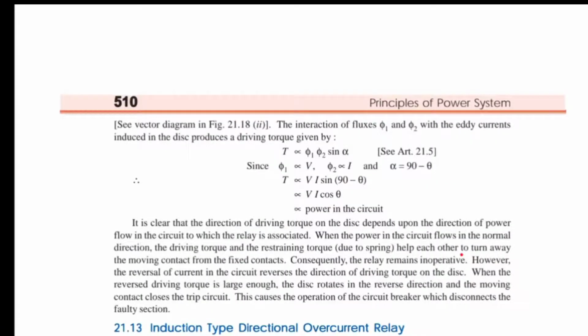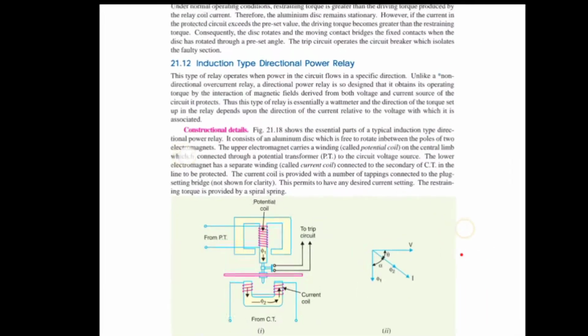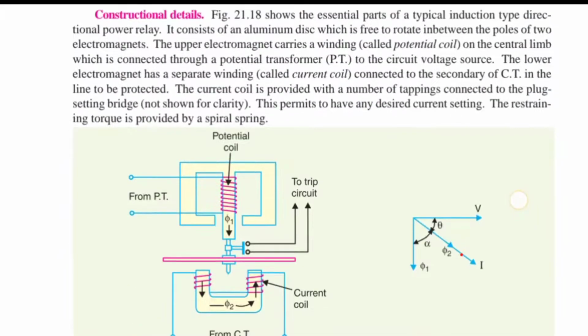In the directional power relay, the torque is due to the interaction between two fluxes. Torque is proportional to phi1 phi2 sin alpha, because in induction relays the same principle is used. Phi1 is proportional to V, and phi2 is proportional to I. So torque is proportional to VI sin(90 minus theta), where alpha can be seen in the diagram with voltage V, current I and flux phi1.